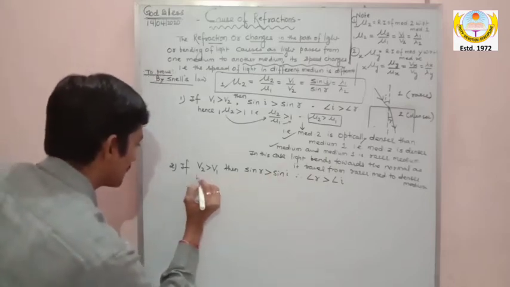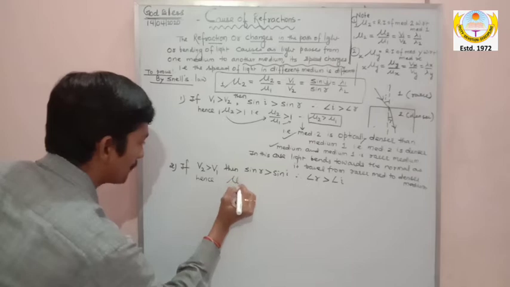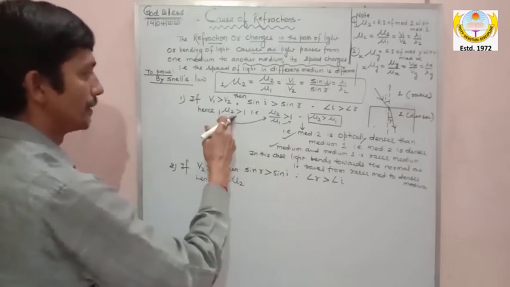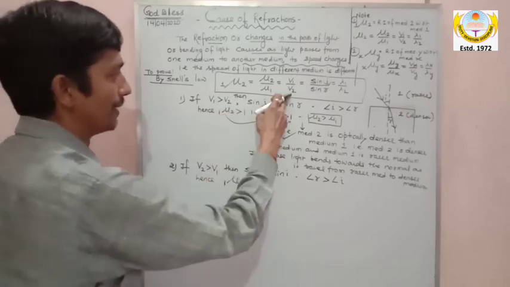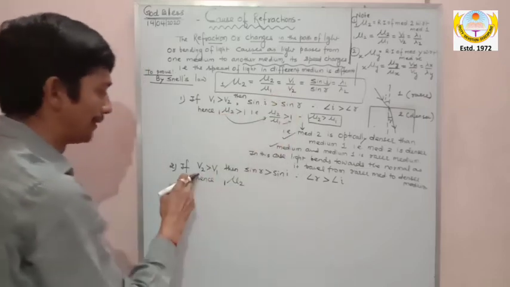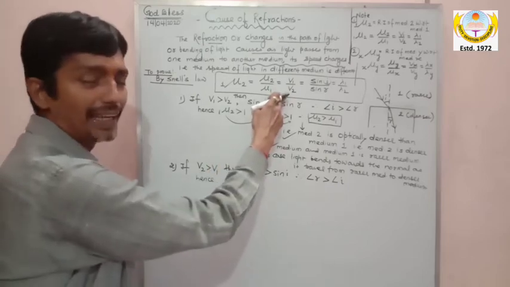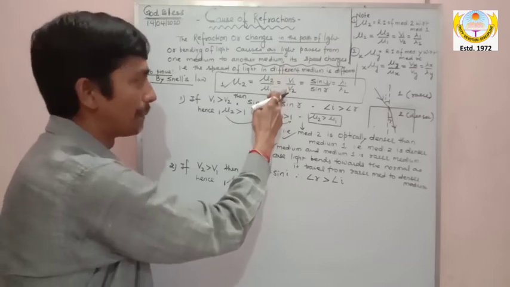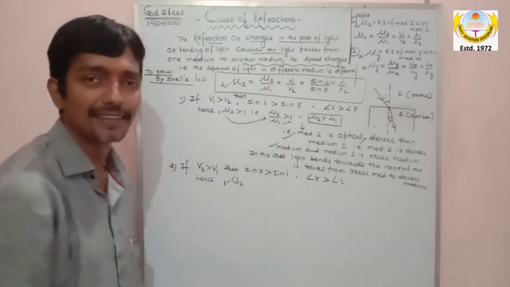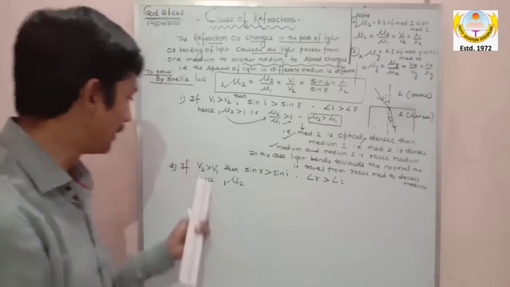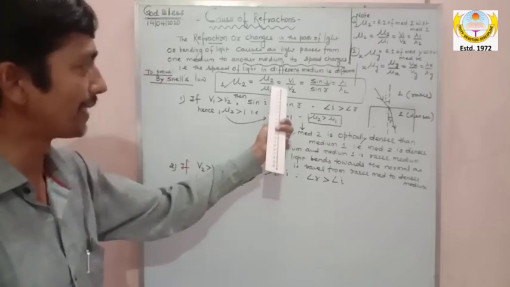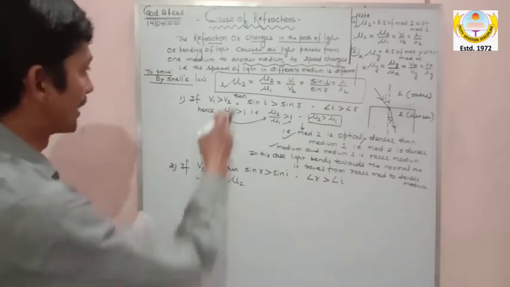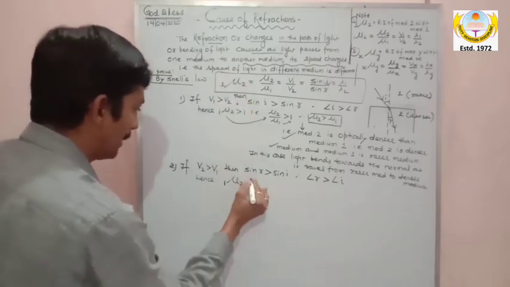Hence, mu of 2 with respect to 1. My dear, the denominator is bigger, right? V2 is greater than V1, meaning the denominator is bigger and the numerator is smaller. Didn't understand? V2 is greater than V1, so the denominator is the higher number and the numerator is the lower number. So mu of 2 with 1 will be less than 1.